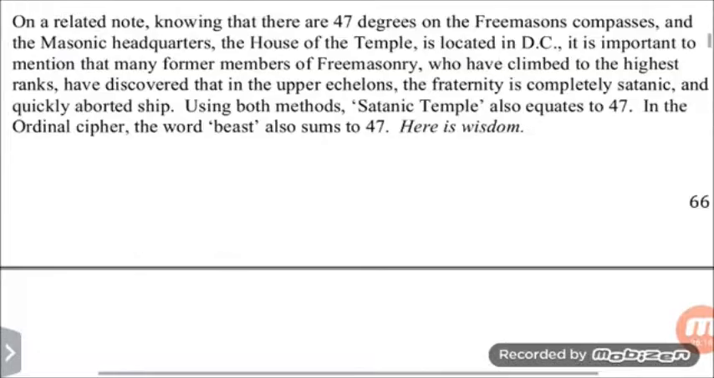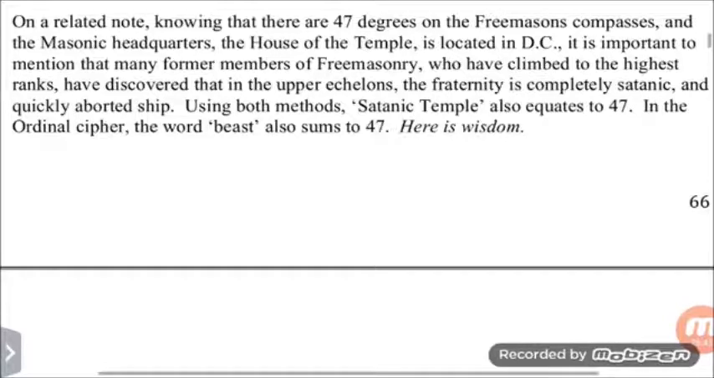Chaldean. On a related note, knowing that there are 47 degrees on the Freemason compass and the Masonic headquarters, the House of the Temple is located in D.C. It is important to mention that many former members of Freemasonry who have climbed to the highest ranks have discovered that in the upper echelons the fraternity is completely satanic and quickly abandoned ship.